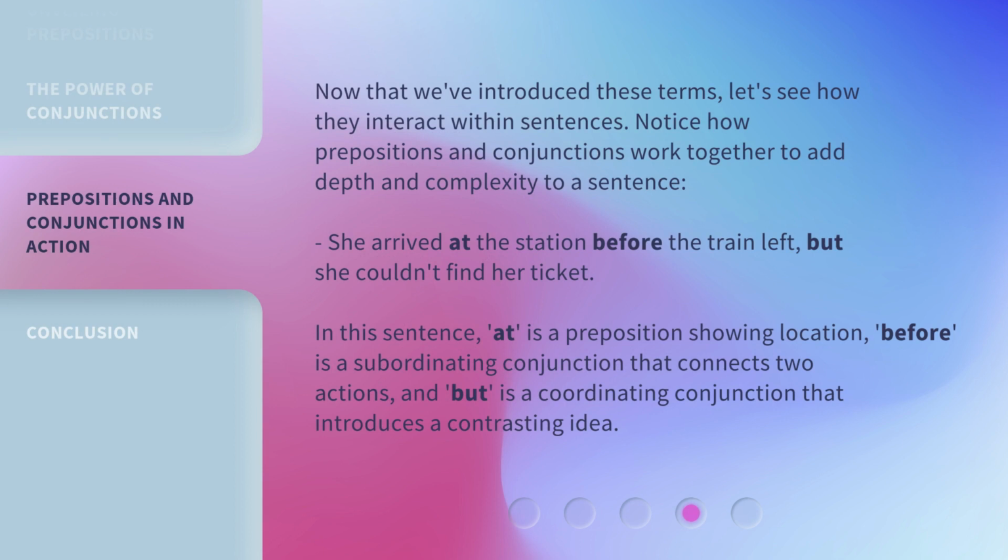Now that we've introduced these terms, let's see how they interact within sentences. Notice how prepositions and conjunctions work together to add depth and complexity to a sentence. She arrived at the station before the train left, but she couldn't find her ticket. In this sentence, at is a preposition showing location. Before is a subordinating conjunction that connects two actions, and but is a coordinating conjunction that introduces a contrasting idea.